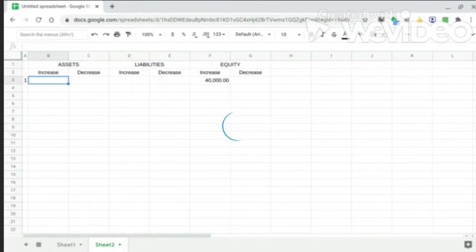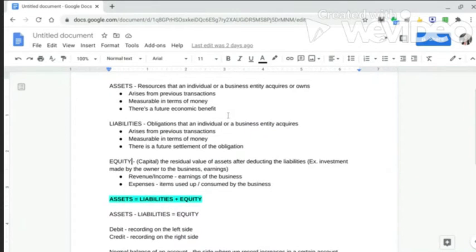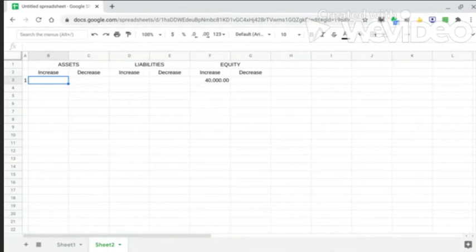Going back to the definitions that we have discussed in the last video, pag merong mga resources na na-receive si business or na-acquire si business arising from previous transactions, measurable in terms of money, and magpo-provide sa business of future economic benefit like yung cash, asset yon. So, ilalagay natin siya as increase dun sa asset ni business, 40,000 pesos. Yan. So, number 2, bought for cash, 28,000 of office equipment.